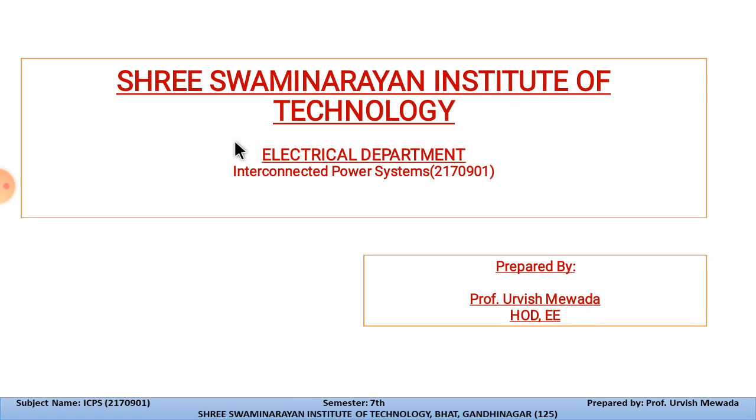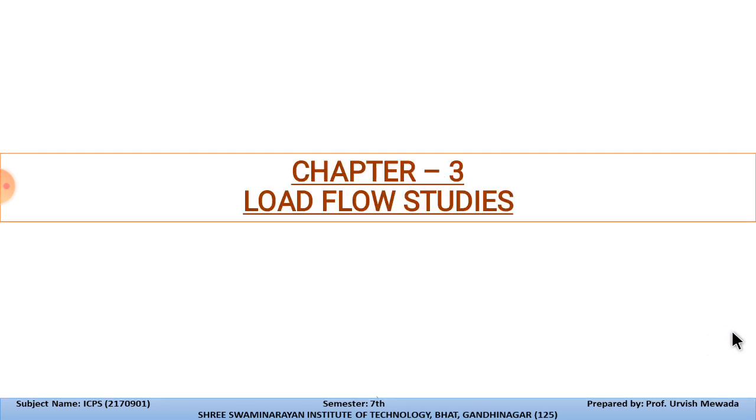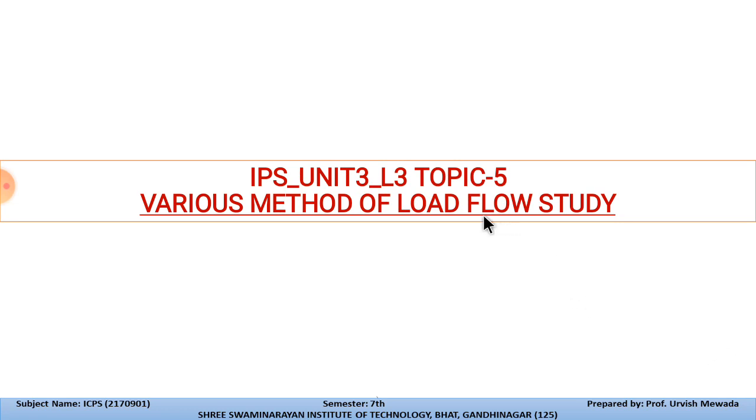I am teaching the subject Interconnected Power System, which is in the 7th semester Electrical Engineering, and the subject code is 2170901. Students, we are currently discussing chapter number 3, load flow studies, and this is lecture number 3. Today we are going to study topic number 5, that is various methods of load flow study.